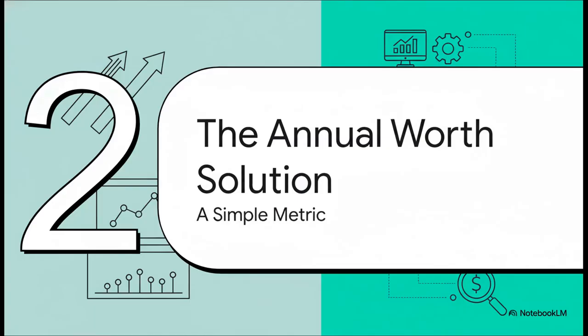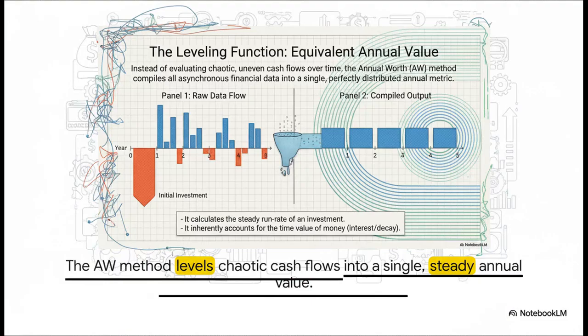But what if there was a way to make that comparison totally straightforward and direct? Well, that is exactly what the annual worth method was designed for. The way it works is pretty clever. The annual worth method takes all that messy financial data, the big upfront investment, the revenues that go up and down, all the ongoing costs, and it boils it all down to one simple average value for each year. It basically smooths out all those financial bumps into a nice, steady annual number.